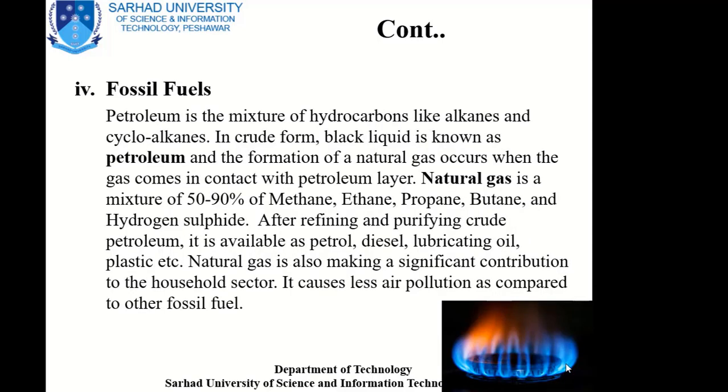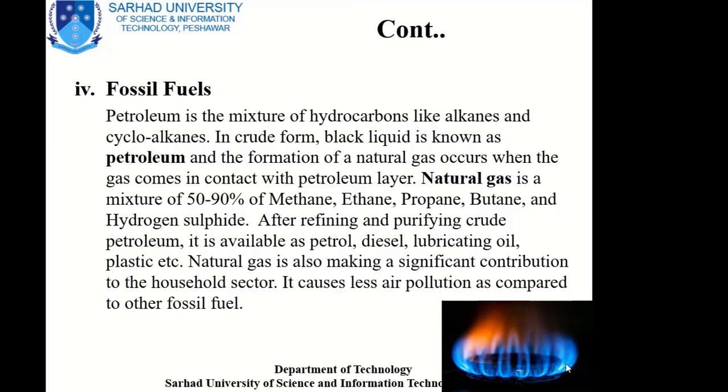The fourth one is the fossil fuel. Coal is also a fossil fuel, but we have put petroleum and natural gas as fossil fuels. So petroleum is actually the mixture of hydrocarbons like alkanes and cycloalkanes in crude form. You see that the black liquid is known as petroleum.